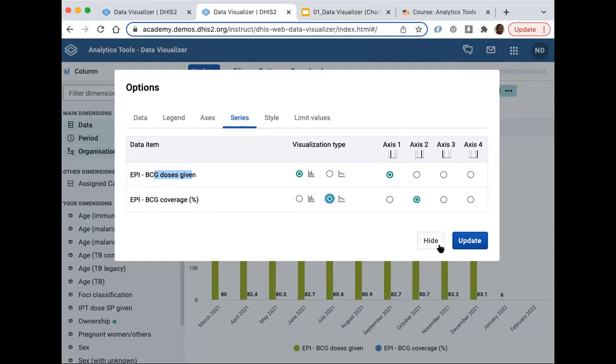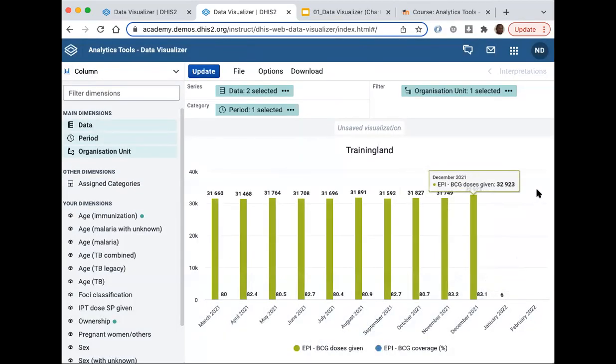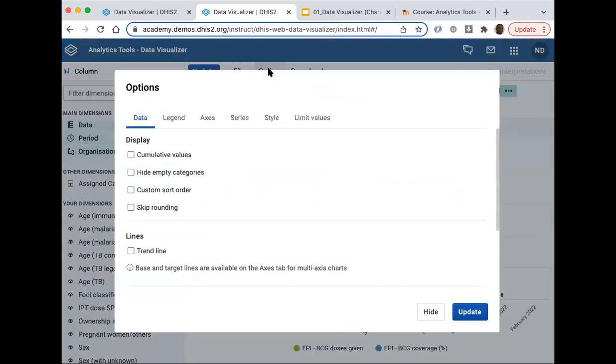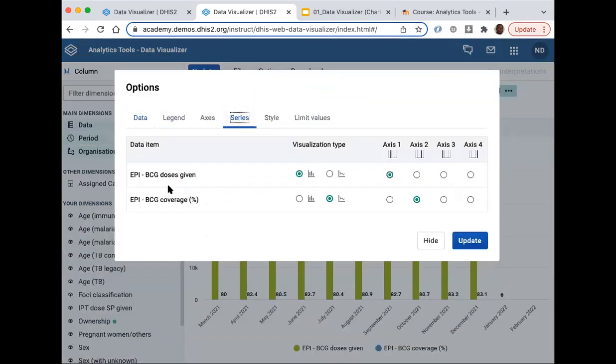So again, remember, I am trying to introduce another axis to make my video look very attractive and have some meaningful representation, so that we can see the percentages very well, and also the aggregate numbers there. To do that, you go to options and go to series, and then you'll be presented with the two data items, or three that you have. By default, all of them are bar graphs, but you want one of them to be a line graph, and this one you want to present on axis one. We have up to four, so you can have four data items here, and then you update.